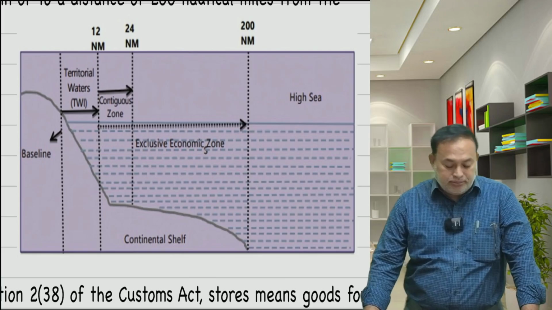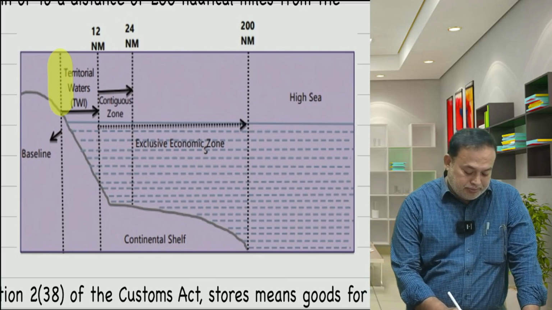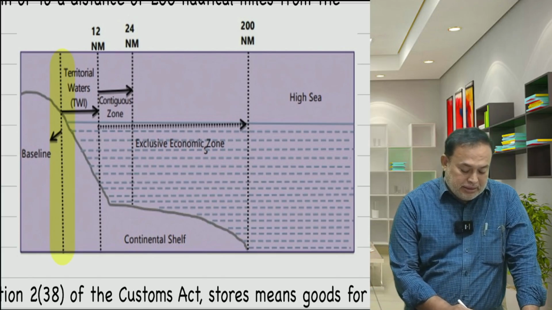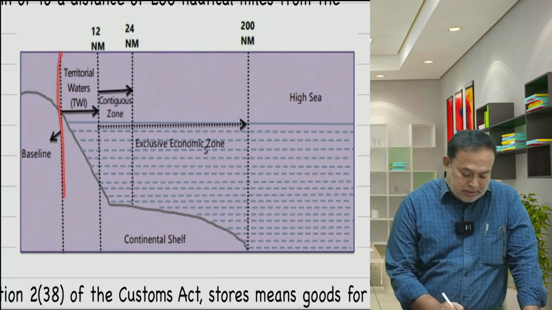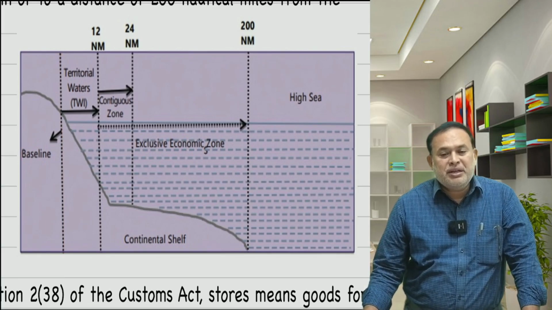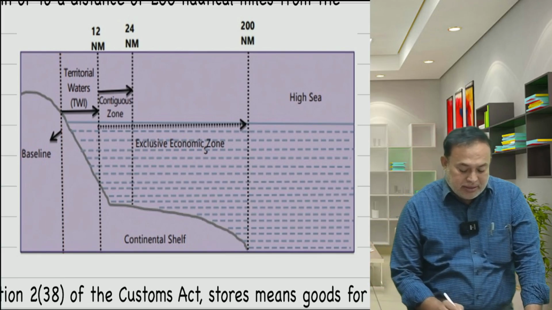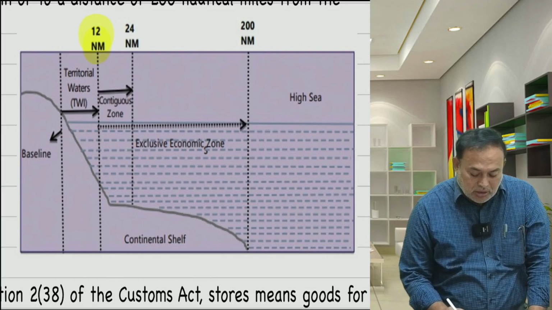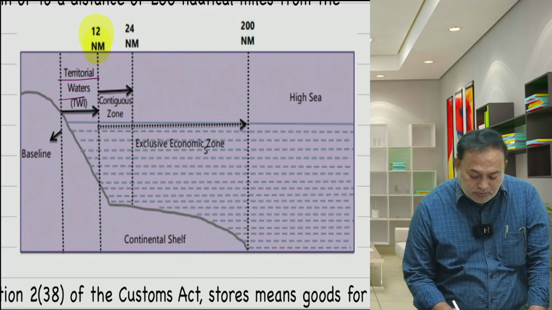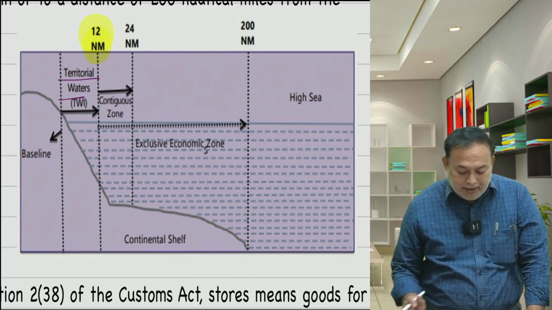Baseline, coastal area is this. This particular line is called the coastal area. From that, 12 nautical miles is called India, namely territorial waters, also called India.